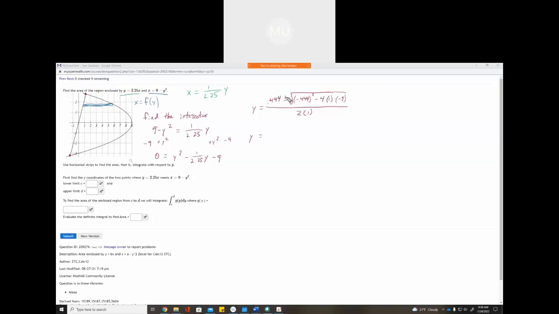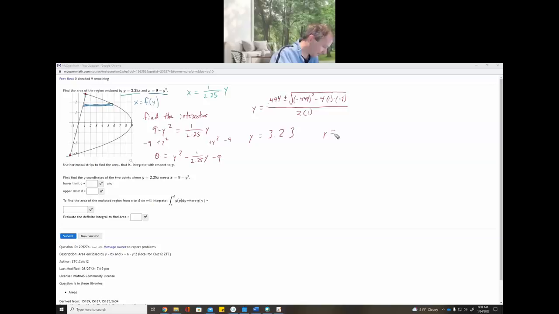So here, when I use the positive, y equals 3.23, and when I use the negative, I get negative 2.79. I want to be a little bit careful. Maybe I'll take a couple extra decimal places out.